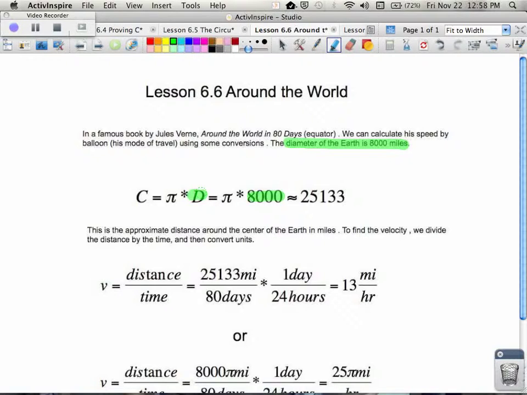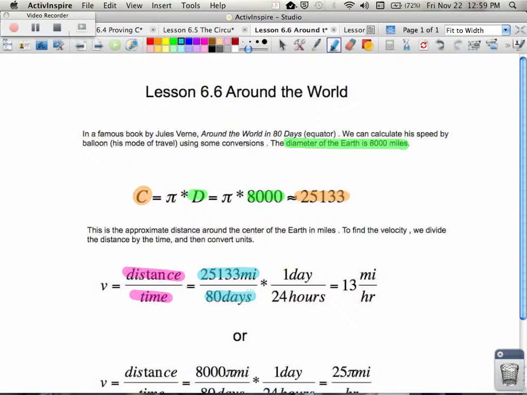So if I wanted to find the circumference, or the distance all the way around the world, I can find out that the circumference of the Earth is roughly 25,133 miles. Now, when you're finding the velocity of something, velocity is the distance that you travel in the time it takes you to go there. So I know that this person Jules Verne is talking about, around the world in 80 days, is traveling 25,133 miles in 80 days.